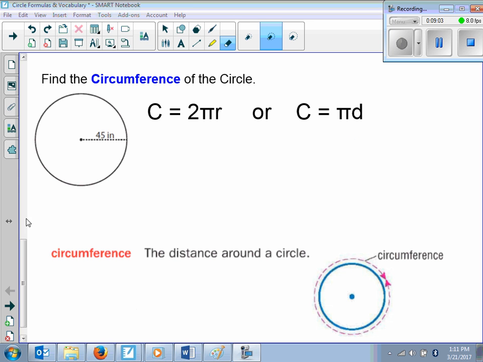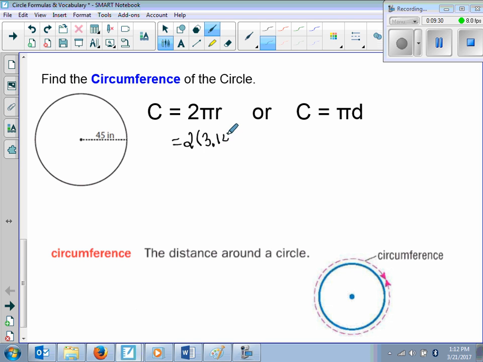So if I look at this diagram, what did they give us? The radius or the diameter? They gave us the radius. So which formula would you use? I would use the first one. You got it? So you wrote down both formulas, but we're just going to use the first one, right? So there's our formula. Now we're going to substitute what we know. So that's going to be 2 times pi, which is 3.14, times the radius, which is 45.